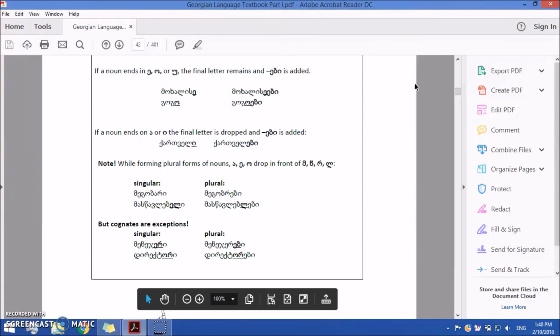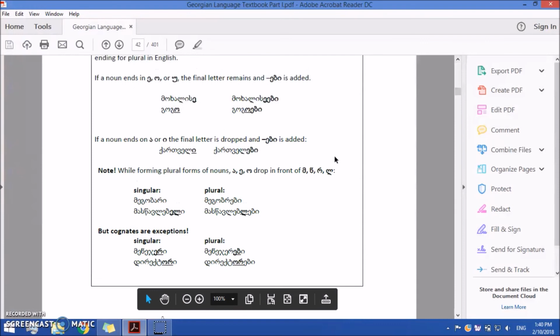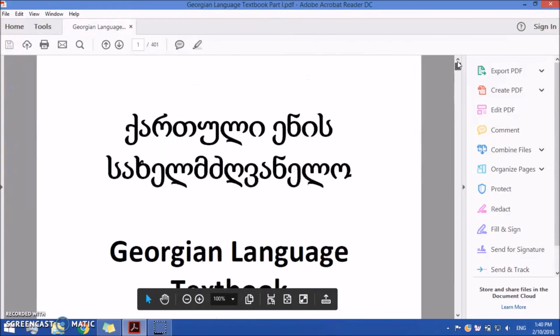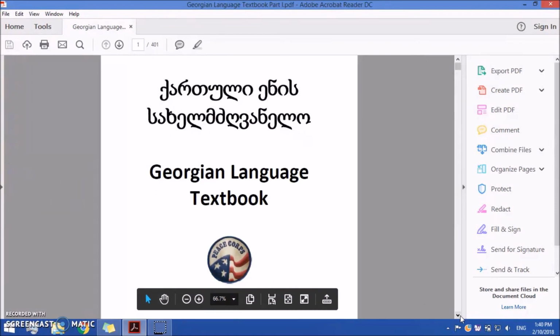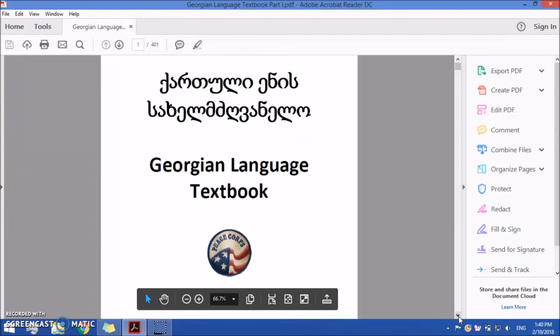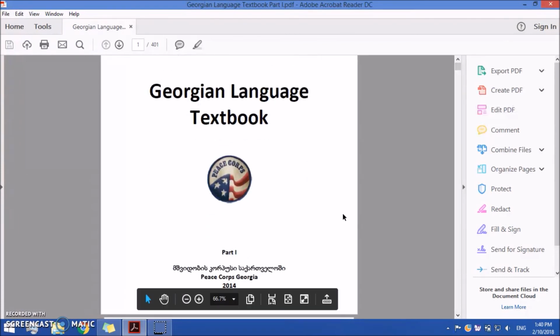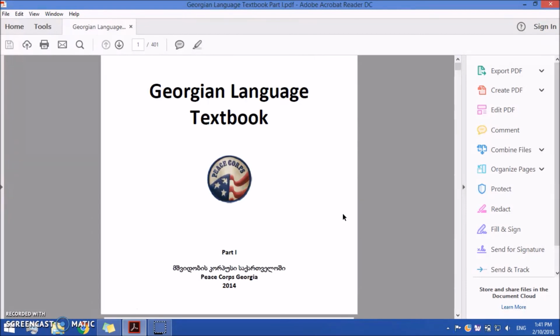I'll also leave a link to this resource. This is actually a Peace Corps resource. This is a book that we use as Peace Corps volunteers that we go through in our first 3 months of training. So I'll leave a link to this here. Check it out. It's a good resource. It has a lot of fill in the blank type of things, so it might be a little challenging to just go through on your own. It would probably be good to go through it with a tutor.